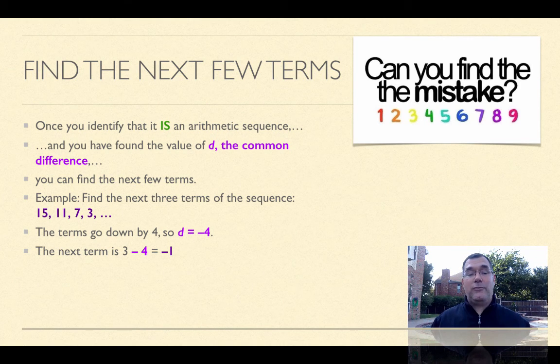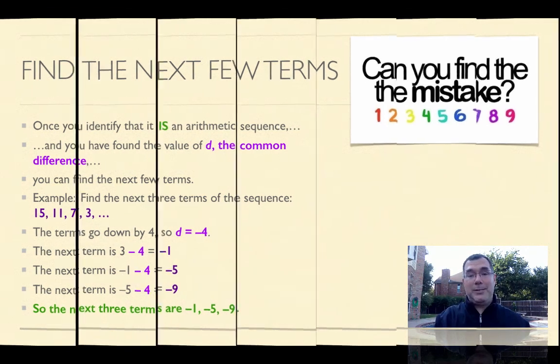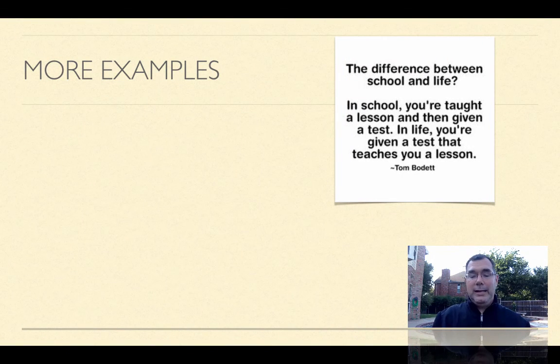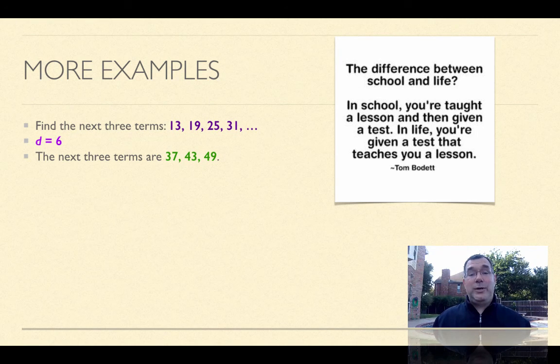So if I subtract 4 from 3, I get -1. If I do that again, I get -5. If I do that again, I get -9. So the next 3 terms are going to be -1, -5, and -9. And I could keep going if I was asked to. Okay, here's some more examples. If I have 13, 19, 25, and 31, it looks like I'm going up by 6s. So my common difference is 6. So if I keep doing that, starting at 31, I get numbers like 37, 43, and 49.